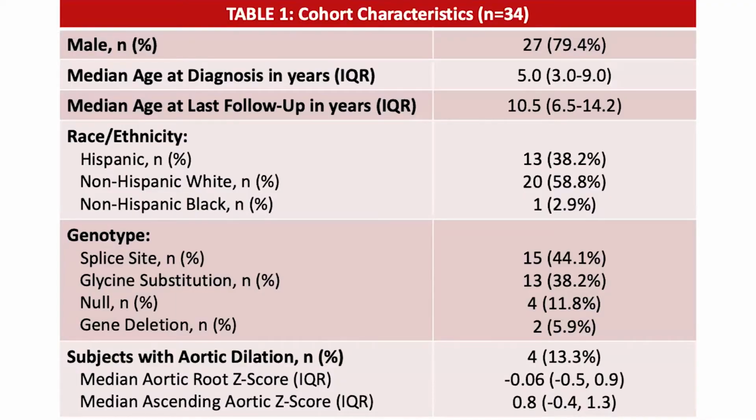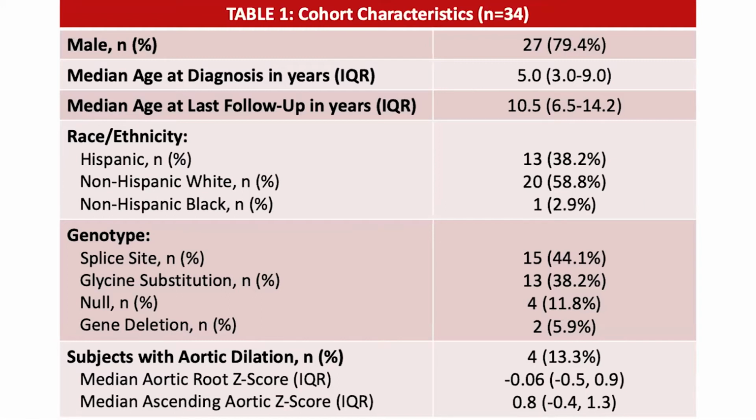So overall, 34 subjects were included in this study, the majority of which were male, with a size of 27. The median age at diagnosis was about 5 years with an IQR of 3 to 9 years. And the median age at last follow-up was about 10 and a half. As you can see here regarding our racial ethnic composition, the majority of subjects were either Hispanic or non-Hispanic white at 33 out of 34. And just to note, for the ethnicity analysis, we excluded the single non-Hispanic Black patient just due to low cell count.